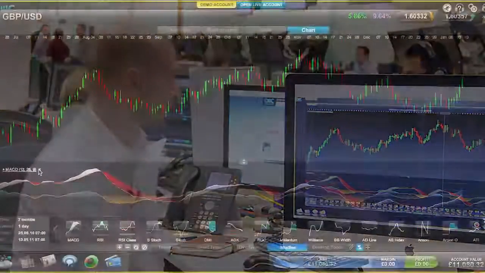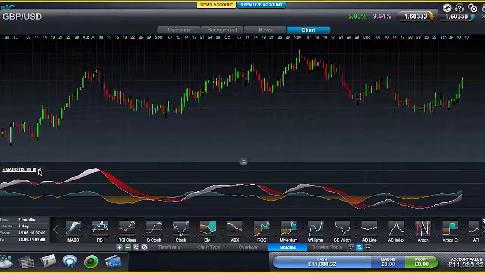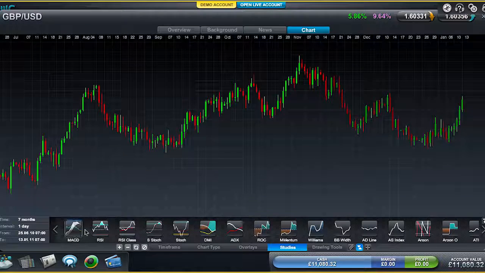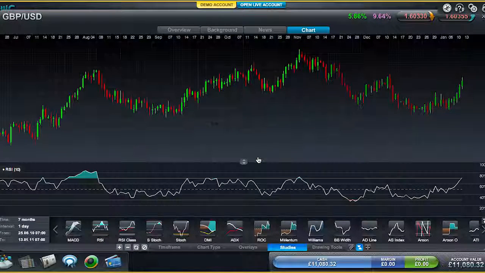So the next indicator we're going to look at is called the RSI, or the Relative Strength Index. So let me just go ahead and get that on there. Very, very simple to understand. It's another oscillator that appears at the bottom. And basically what we've got here is we've got a 70% level, which is this blue level across the top, and we've got a 30% level, which is this orange line along the bottom.